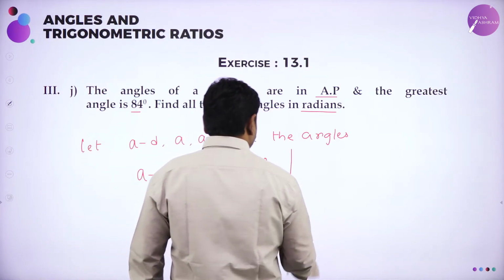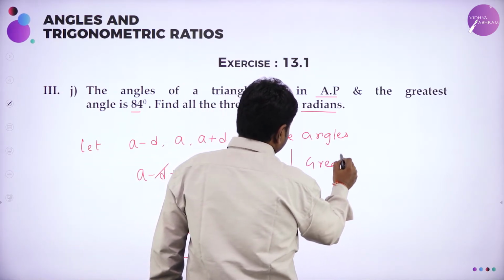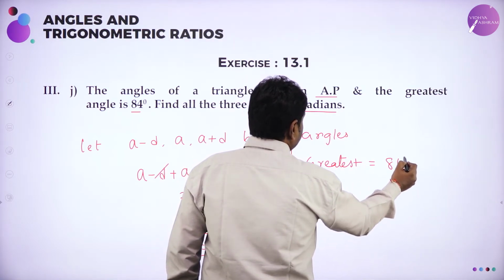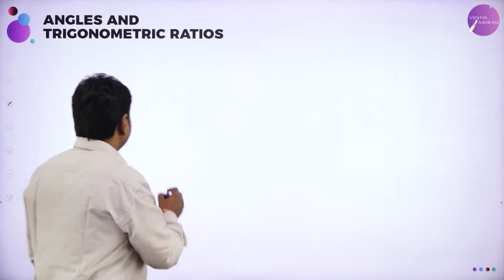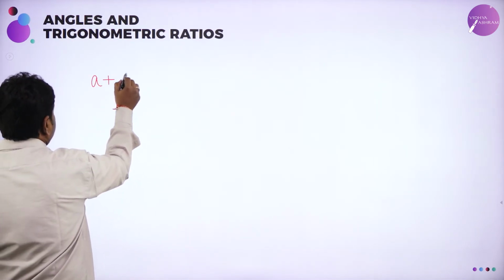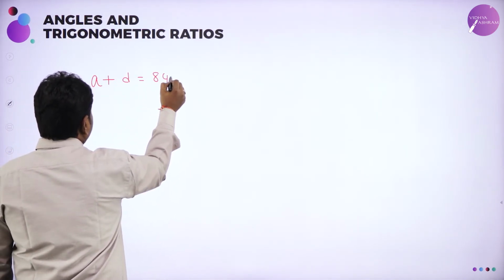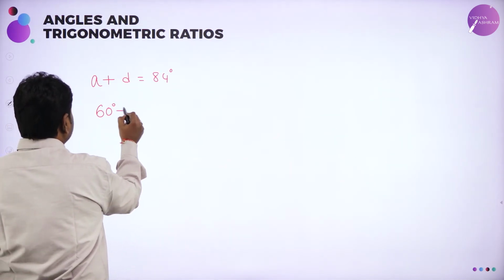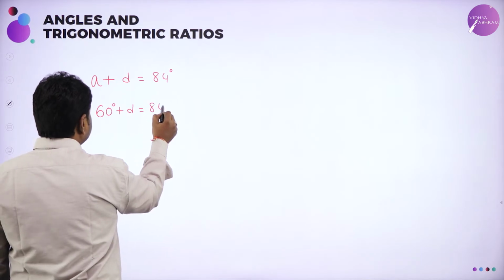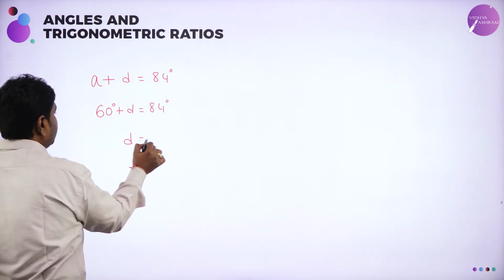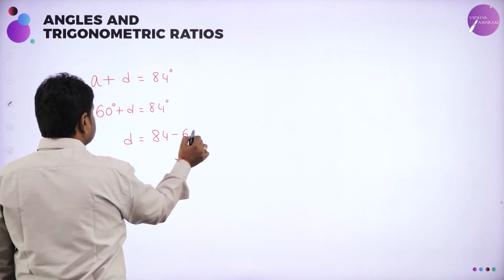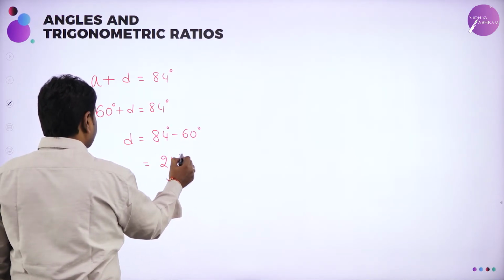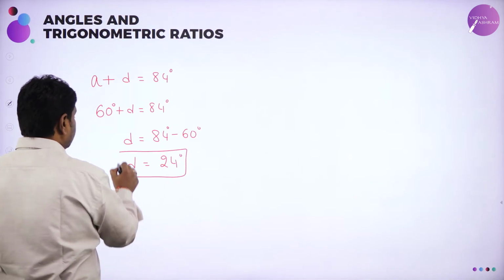And they also told the greatest angle. So given the greatest, what is the greatest value? Greatest is 84 degrees, they told. So greatest means, all of you know, A plus D. A plus D is called the greatest, that is 84 degrees. But you also got the value of A. What is A? 60 degrees plus D is 84 degrees. And get the D value. What is the D value? 84 minus 60, and 84 minus 60 gives you 24 degrees. This is the D value.